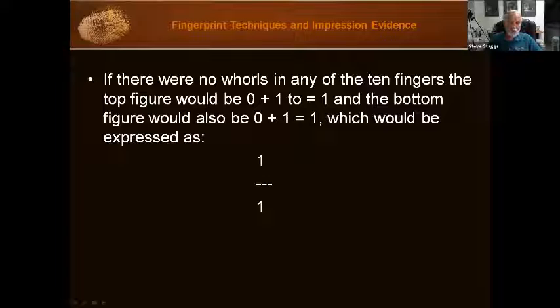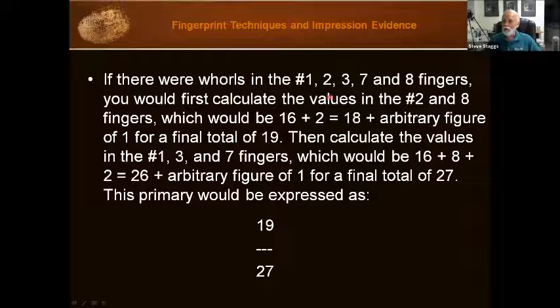All right, so let's see how that would work. Let's say that there are whorls in 1, 2, 3, 4, and 8. First, you would calculate the values on 2 and 8, because those are our even numbers, right? So for 2, that's a 16. For number 8, you get a value of 2, going back to that chart we had. So 16 plus 2 is 18, plus the arbitrary figure of 1 gives you 19. That's your numerator.